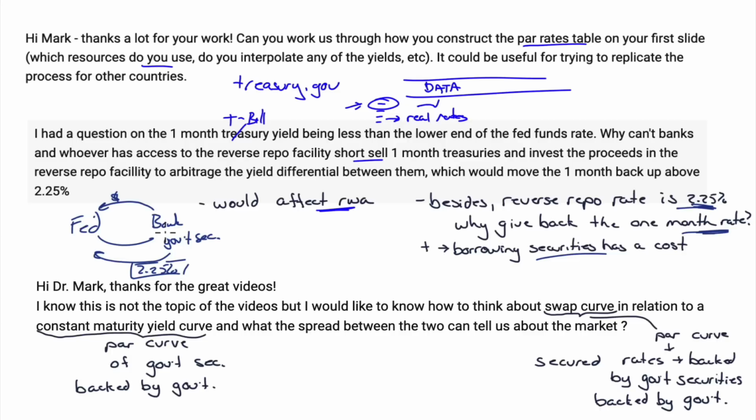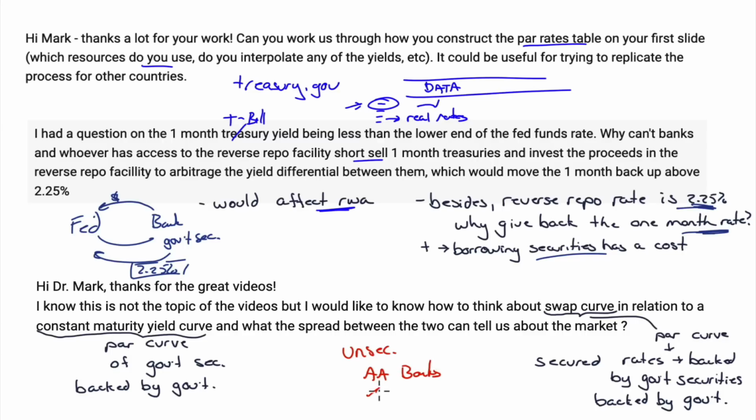I know this is not the topic of the video, but I would like to know how you think about the swap curve in relation to the constant maturity yield curve, and what the spread between the two can tell us about the market. When it was LIBOR, it used to tell us something, because LIBOR was an unsecured rate between AA rated banks, the rate at which they would lend each other money.